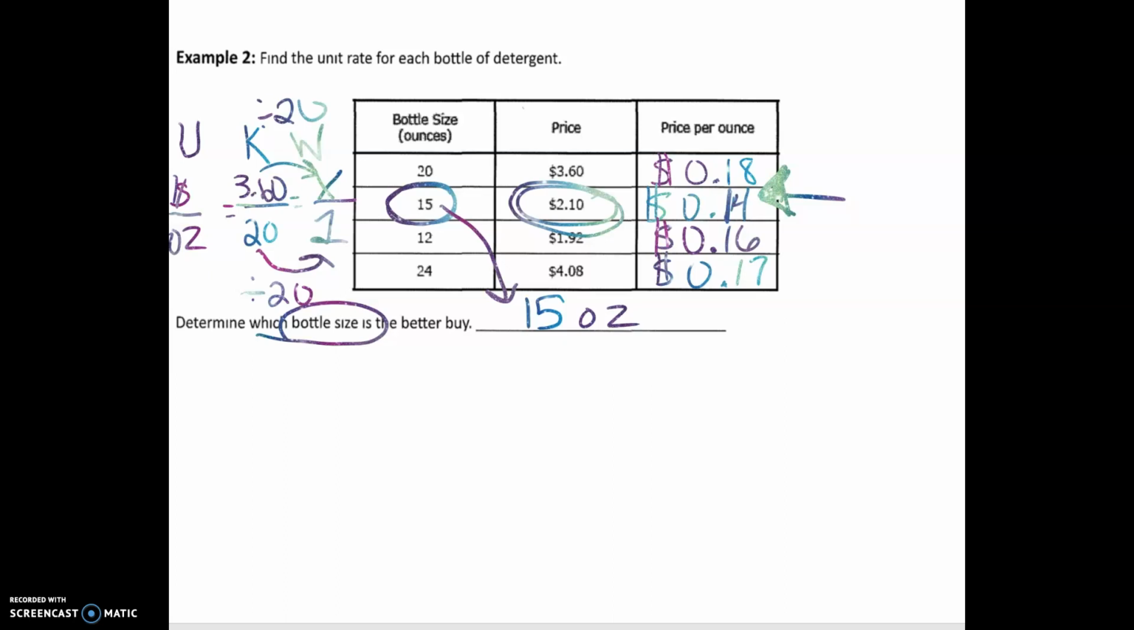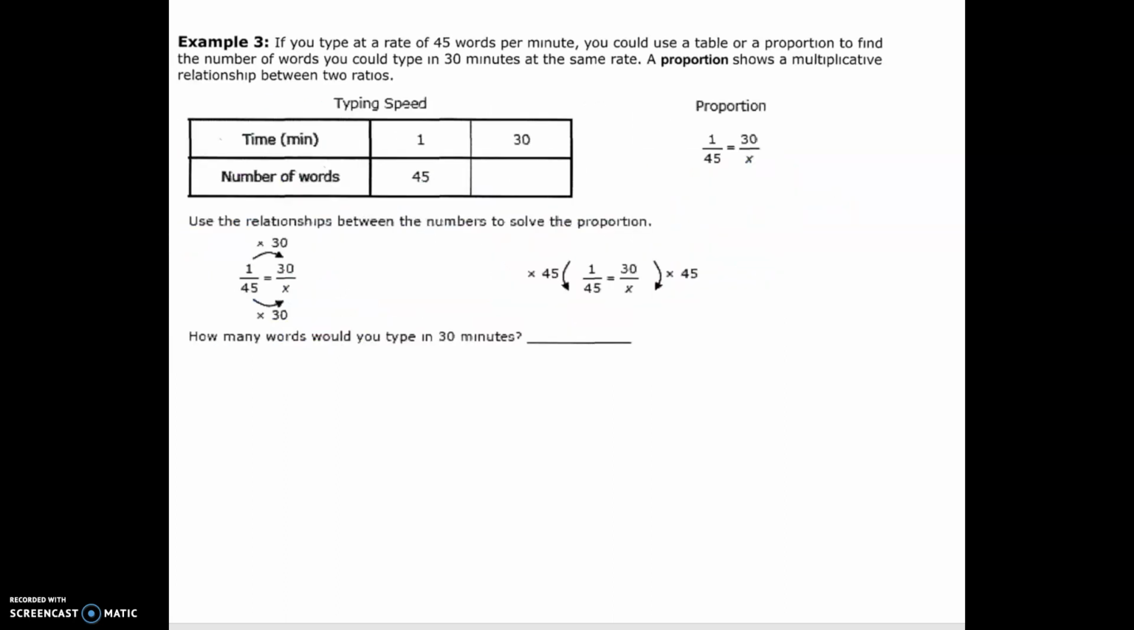Okay, so let's go ahead and take a look at example 3 now. All right, example 3 says, if you type at a rate of 45 words per minute, you could use a table or a proportion to find the number of words you could type in 30 minutes at the same rate. A proportion shows a multiplicative relationship between two ratios. So we're going to look at everything they give us below, and they're giving us different options, which is really good because we all learn in a different way sometimes.